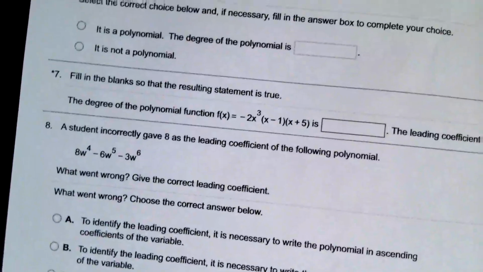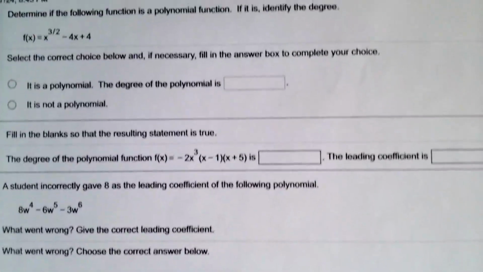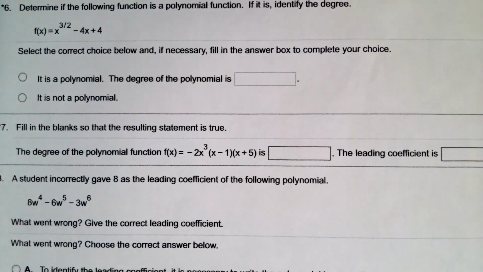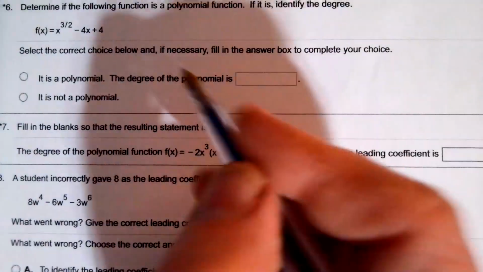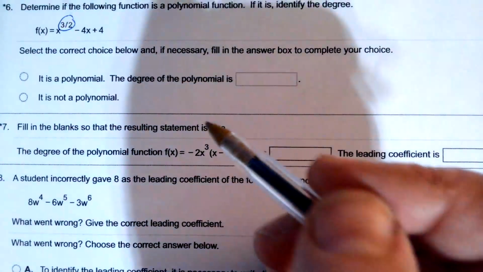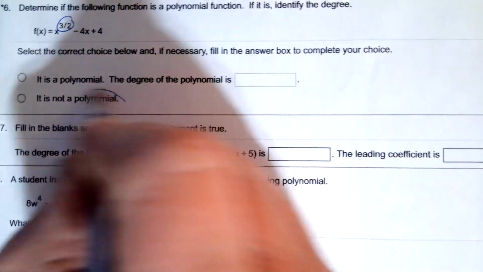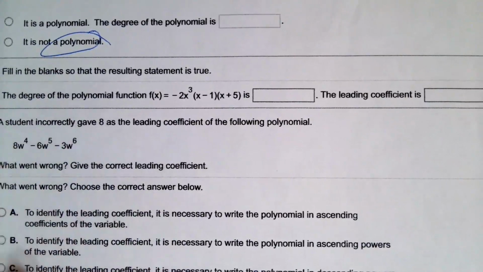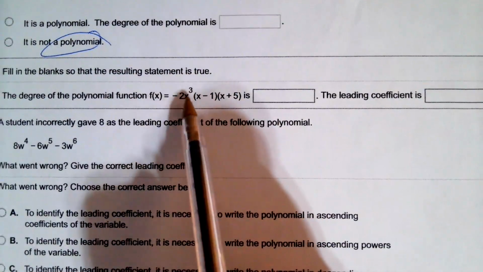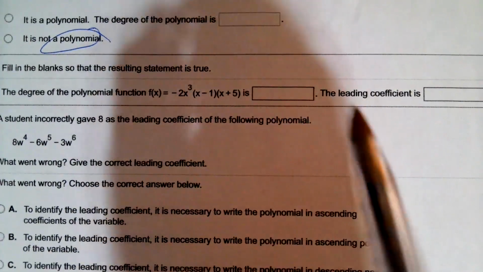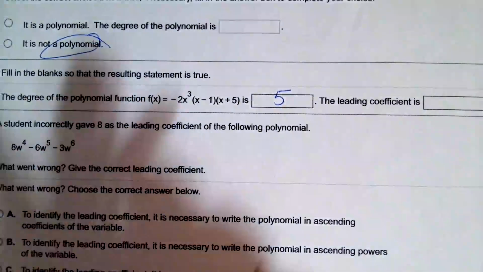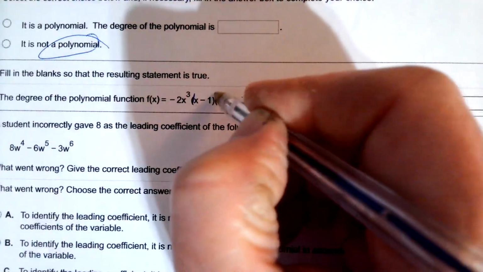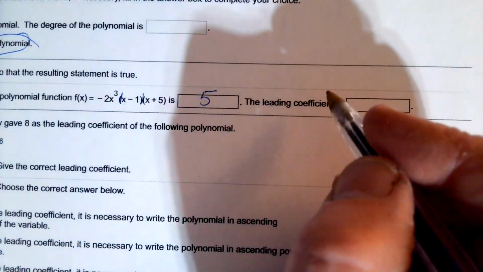Number 6 says determine if the following is a polynomial function and identify its degree. Well, number 6 is not a polynomial because your exponent cannot be negative. It also cannot be a fraction. So this one's not a polynomial. The degree of the polynomial function is, when you get through multiplying x cubed times x and times x, you're going to have degree 5. And the leading coefficient, well, when you multiply those, both of those are 1s, you're still going to have negative 2 as your leading coefficient.